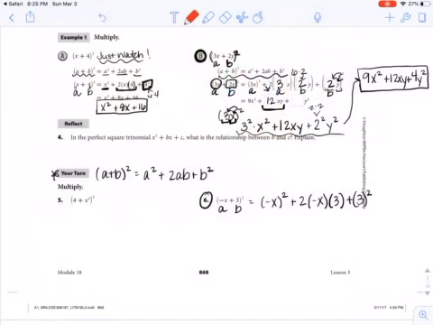So if I go through and I simplify that, well, negative x times negative x gives me a positive x squared, because a negative times a negative is a positive. And then I have 2 times negative x times 3. So I have minus, because a positive times that negative gives me a negative 6x. And then plus, well, 3 squared is just 3 times 3. And so I have plus 9. Okay? And so this is going to be my final answer.